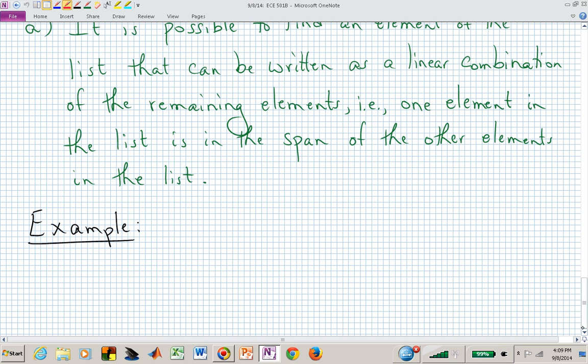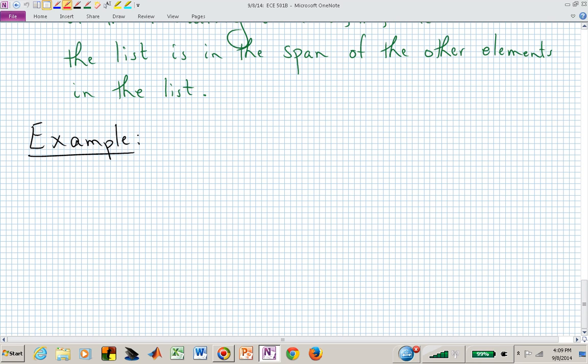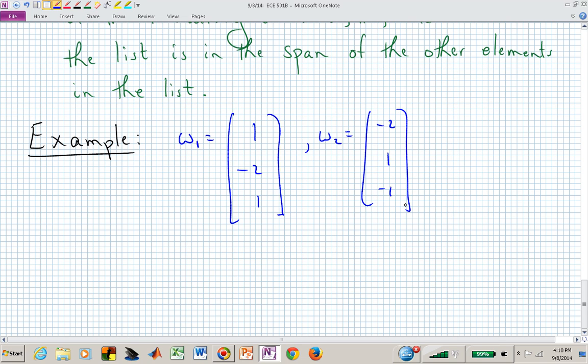Now let's put that into a more concrete example just so that we have something to think about. Suppose that you're given a vector W1, and let's play in R3. Let's say it's (1, -2, 1). And suppose W2 is now (-2, 1, -1). And W3 is (-4, 2, -1).